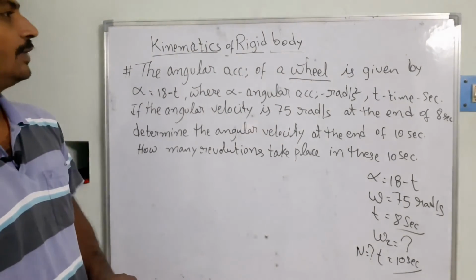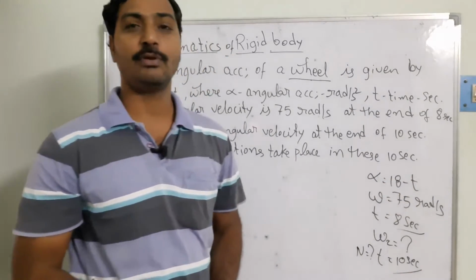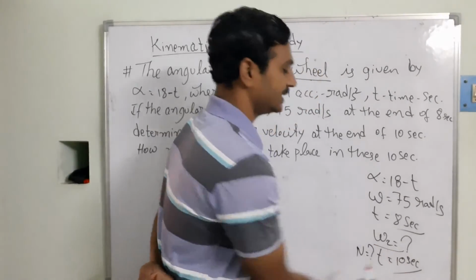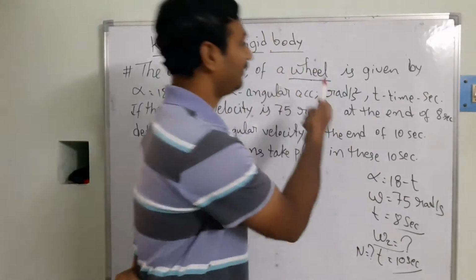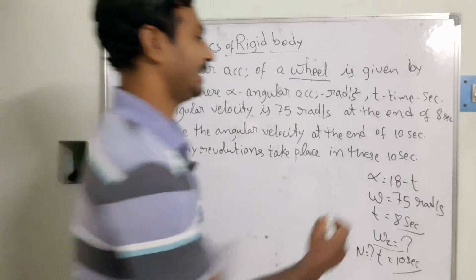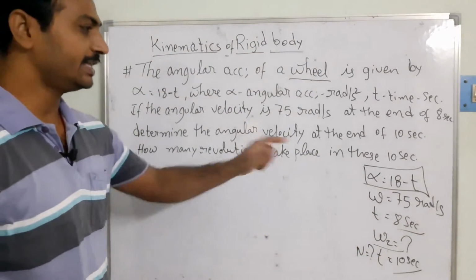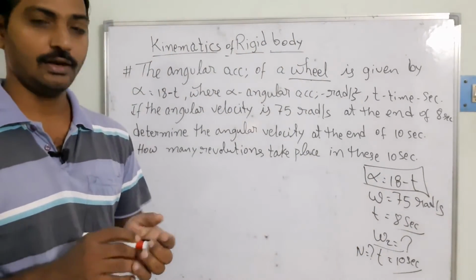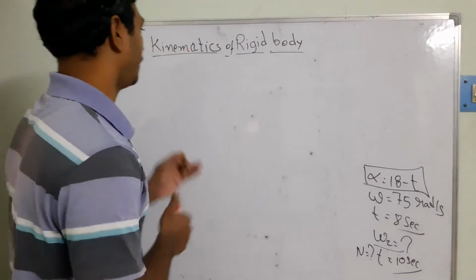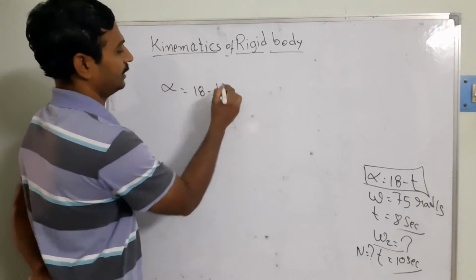In this case, the angular acceleration equation is available. Then how can you find omega 2, that is at 10 seconds, and the revolutions the wheel can make? We have the equation alpha equal to 18 minus t, and by using that we are going to solve this. So now I am taking alpha equal to 18 minus t.